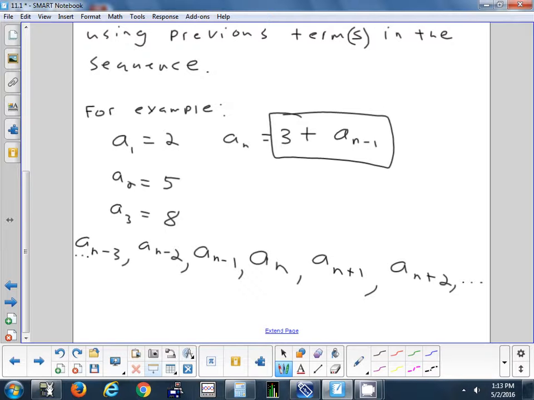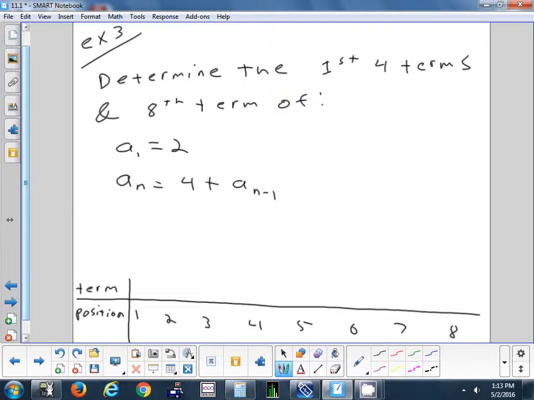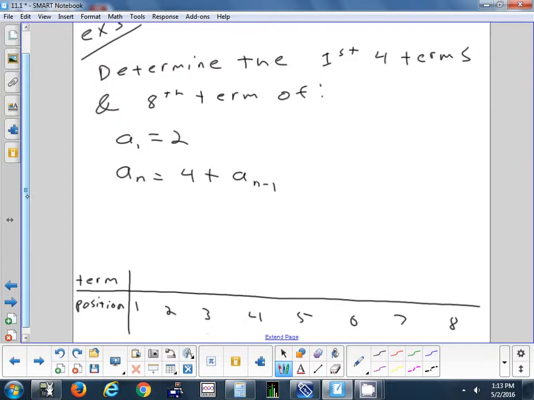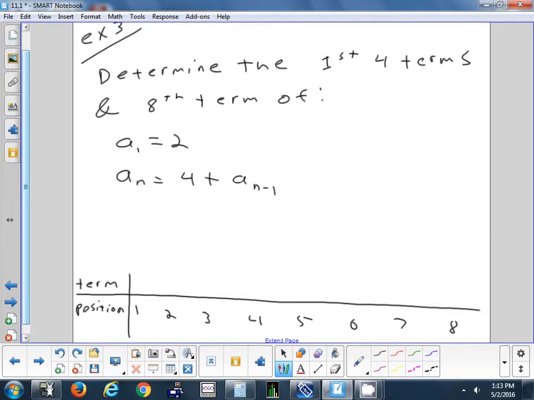Okay, any questions on that? All right. So looking at this formula, is this a recursive formula or explicit? Recursive. It's recursive. It says take the term before the one you want and add 4 to it. Okay, so we're going to find the first 4 terms and the 8th term.